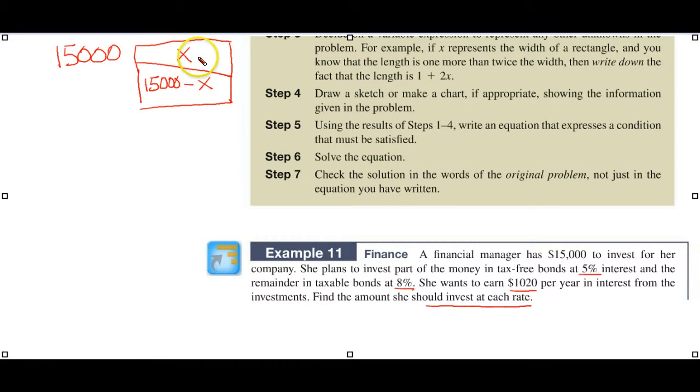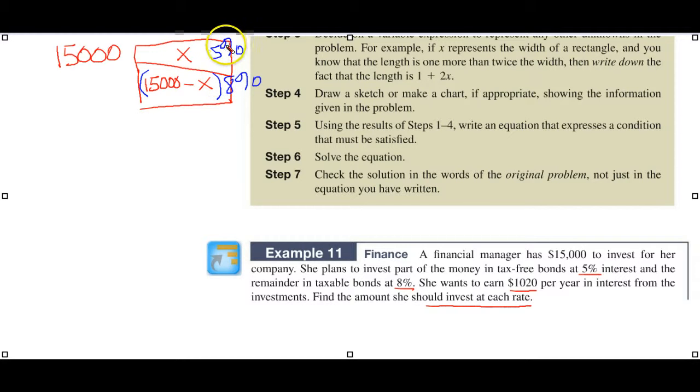This is the beauty of algebra. You can say one part is x, and then the other part is 15,000 minus that x. So if you were to add these together, you get 15,000. That's what's in this box. Just dividing it into 2 parts to get the algebra to work its magic. Now we could say this part here is the 5%. And you can say this amount here will be the 8%.